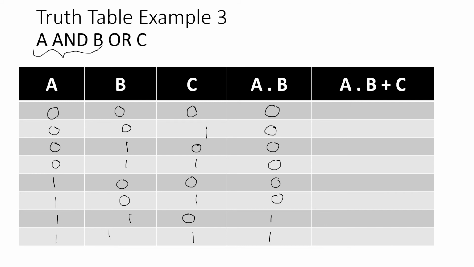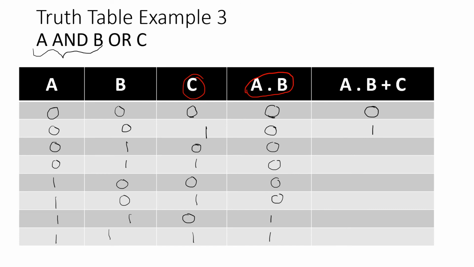Next, I'm going to look at this result, A and B, or C. So I need to be working in those 2 columns, and I'm going to do that. So I've got A and B or C. So there's my 0 and another 0, and I need to OR them. So 0 or 0 is 0. 1 or 0 is 1.